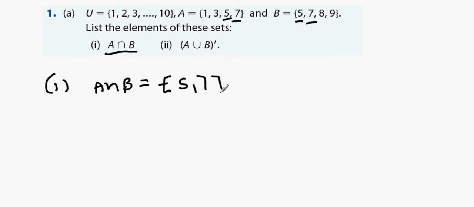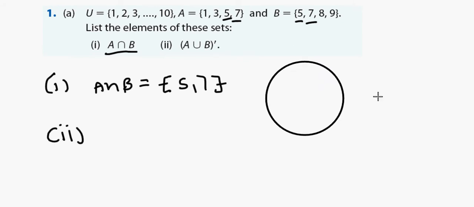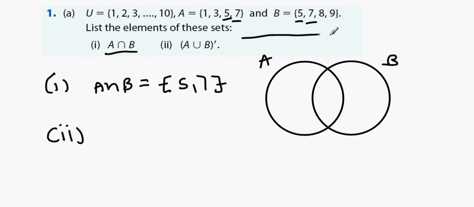Now, part 2. Everything that's not in A intersection B. Okay. Now, when doing these questions, you could probably just draw it out. That would probably be the best bet when you're doing them. So just undo this for a second. There we go. We can just call this A and B, and we can have the outside as U.